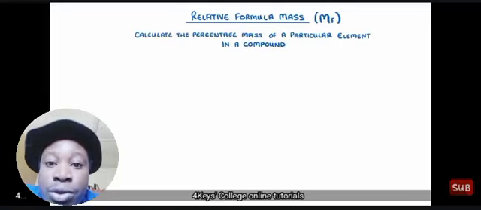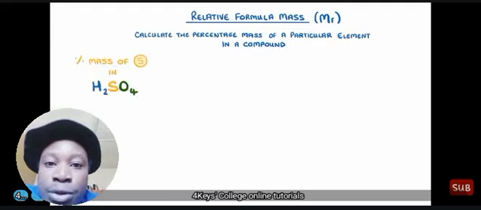So in this video, we want to talk about how you can calculate the percentage mass of a particular element in a compound. So for you to be able to do this, let's look at an example here. The question says, calculate the mass of sulfur in sulfuric acid. The mass of sulfur in sulfuric acid.